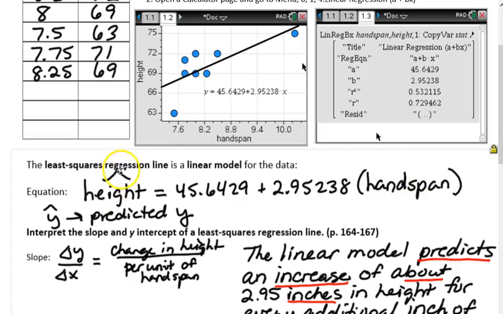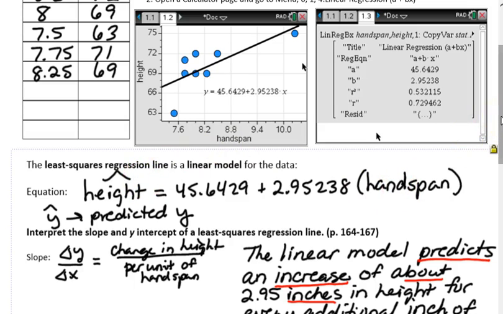This symbol over height means it is the predicted height rather than the actual height. So we're using the actual hand span then to predict the height. So the predicted heights would be on the line, the actual heights would be in the data values. So this, we call this y hat, or in this case height hat.